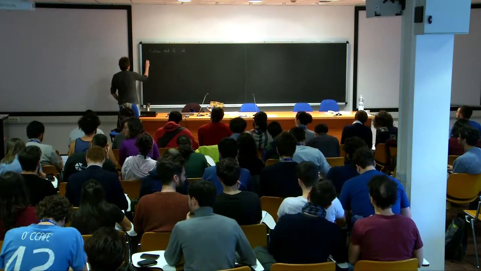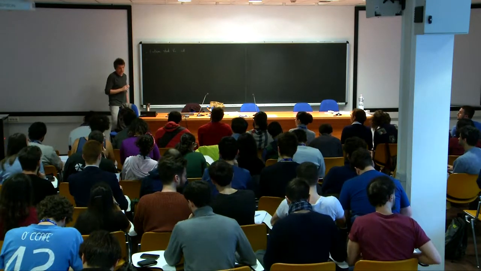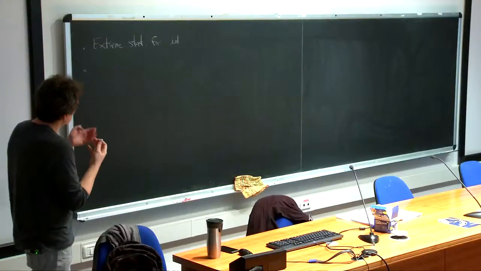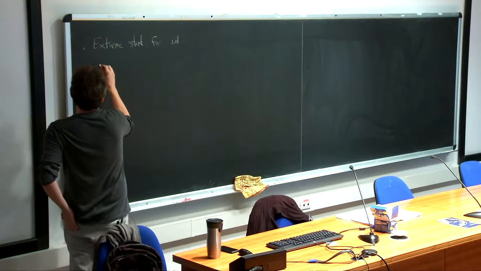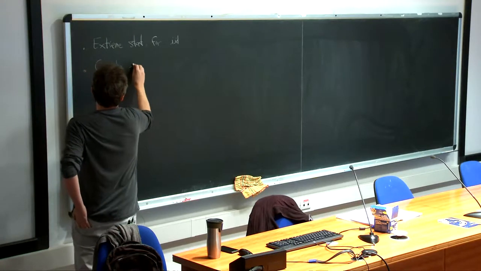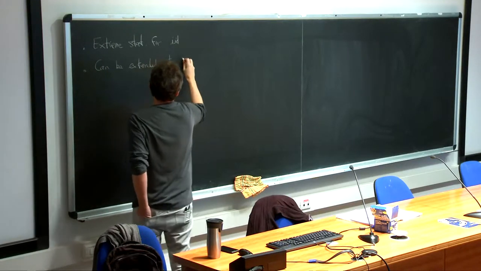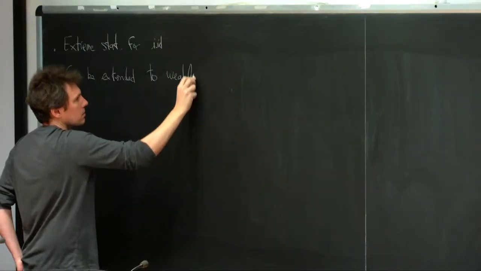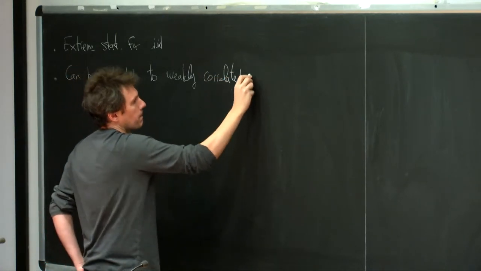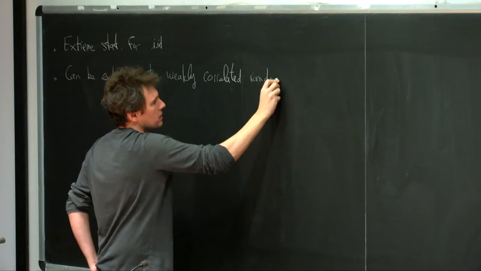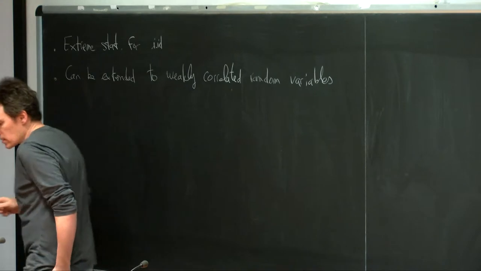And then I ended my lecture yesterday by saying that these results for IID are actually relatively robust and can be extended to the case of weakly correlated random variables. And I've mentioned two examples.